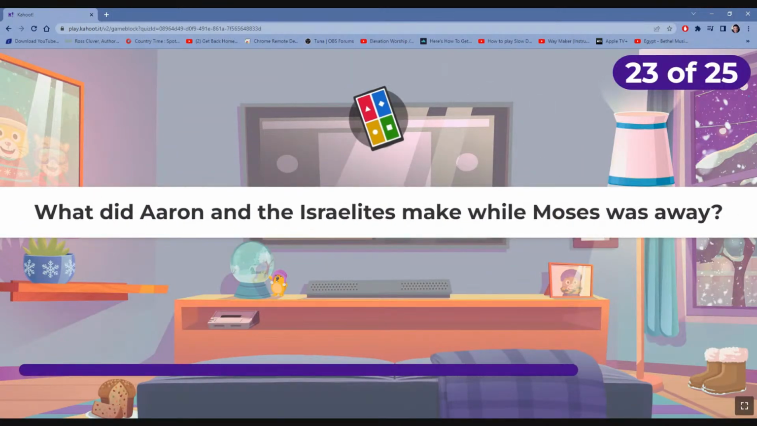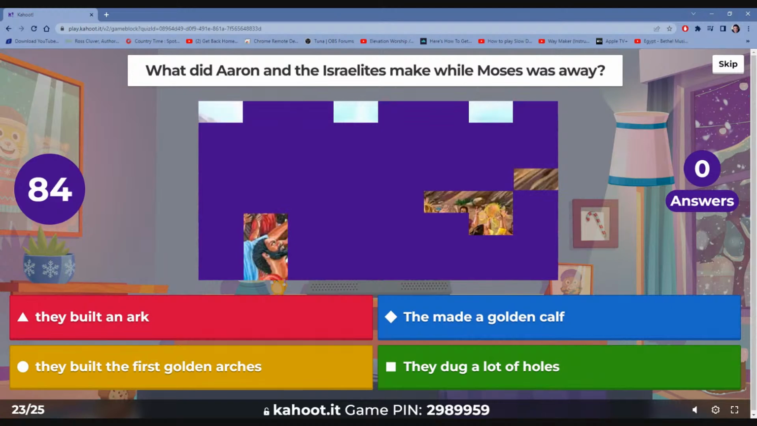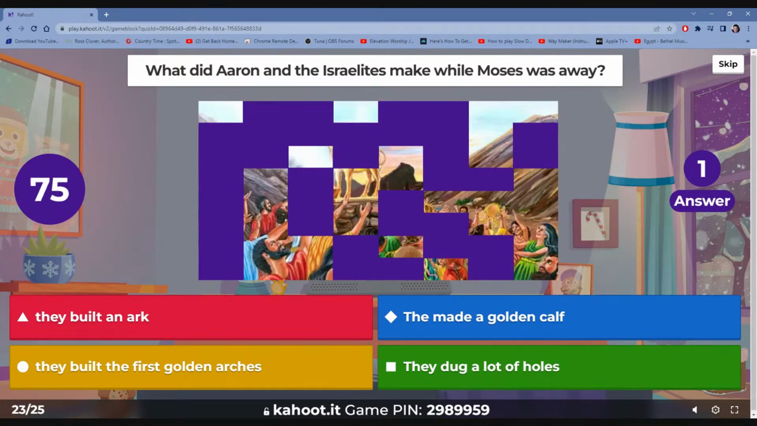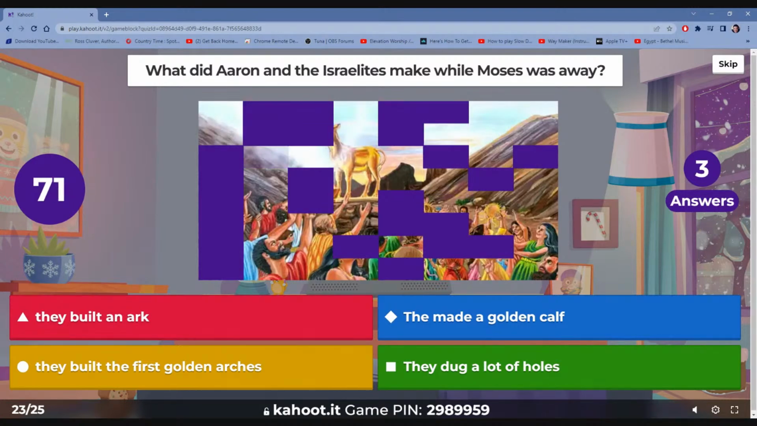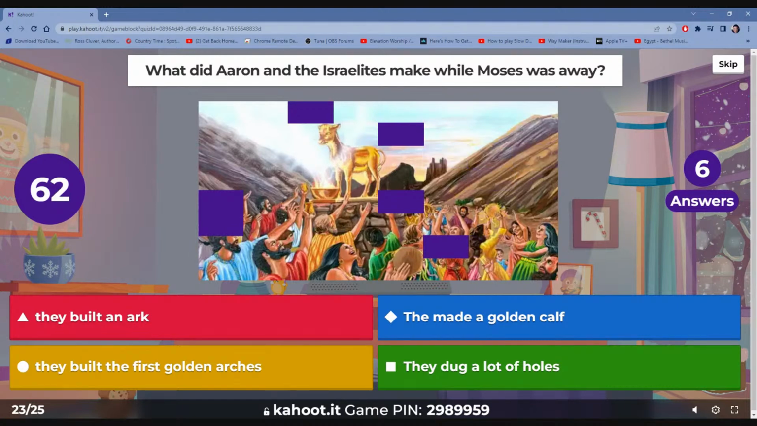What did Aaron and the Israelites make while Moses was away? Very easy. Red, they built an ark. Blue, they made a golden calf. Gold, they built the first golden arches. Or green, they dug a lot of holes. What did Aaron and the Israelites make while Moses was away? Red, they built an ark. Blue, they made a golden calf. Yellow, they built the first golden arches, or green, they dug a lot of holes.